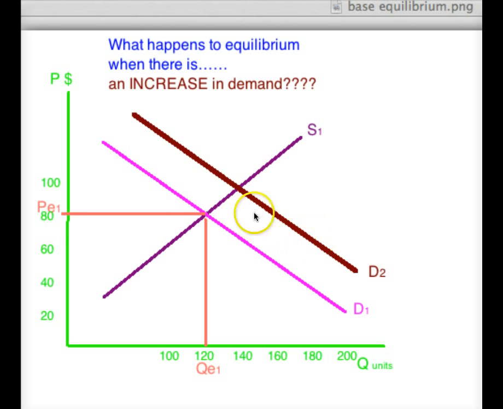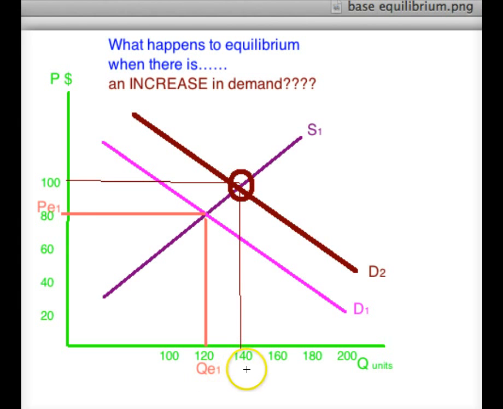Now, factoring in the increase in demand, we can see equilibrium has moved to out here. So let's just mark our new equilibrium just there and have a look at what's happened. It's fairly obvious. You can see here that what's happened to price is our new equilibrium price is set at 100, so price has gone up, and our new equilibrium quantity has also expanded to 140.